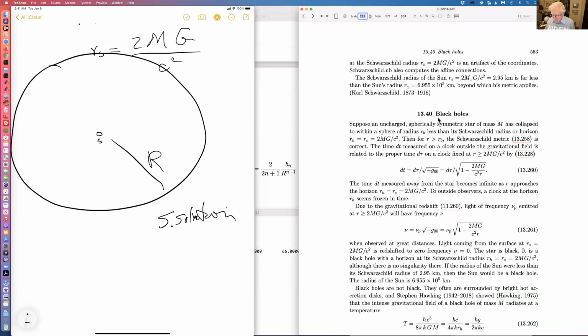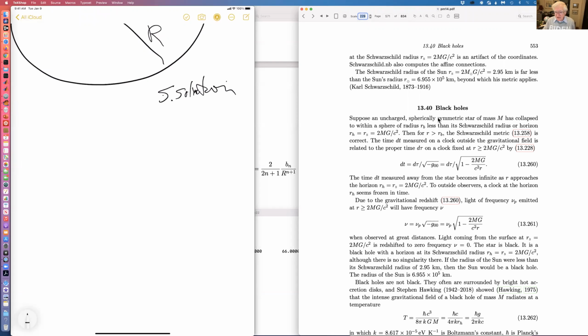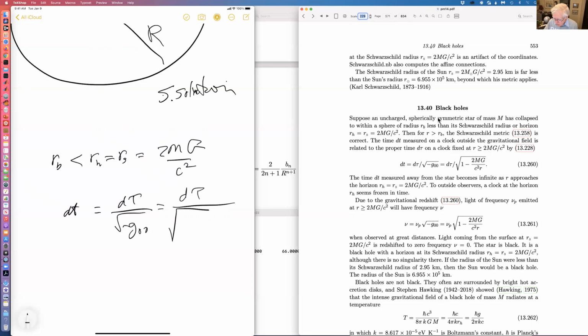On the other hand, if you do have a star or something else that collapses to within a sphere that is less than the Schwarzschild radius, which I'm going to write as R_S or R_H, and this is then 2mG over c squared, then the Schwarzschild solution does apply, and then what you have is that dt is equal to d tau over the square root of minus g00, and this is then d tau over the square root of 1 minus 2mG over c squared r.